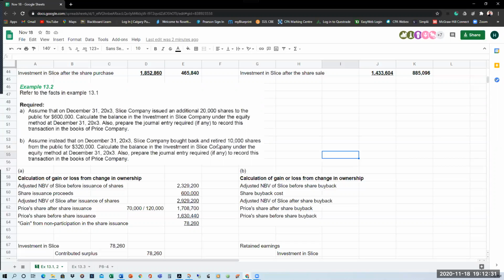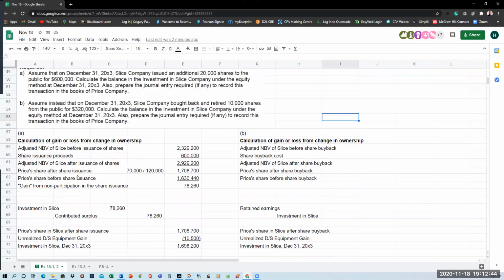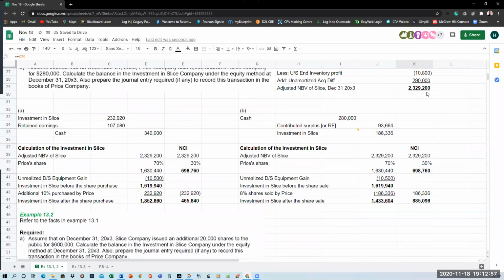So Slice Company bought back and retired 10,000 shares from the public for $320,000. Well, what happens as a result? In a manner similar to how we calculated part A, we'll start with the adjusted book value of Slice before the share buyback. That number, 2,329,000, is sacrosanct, right?